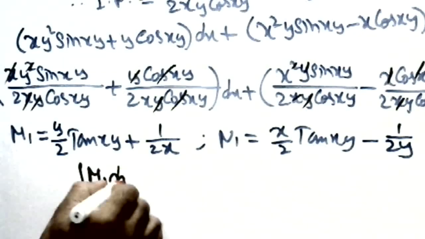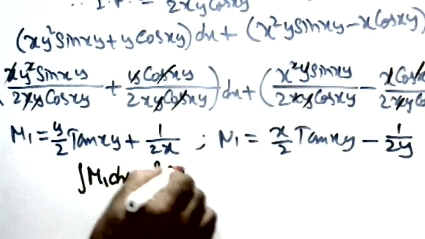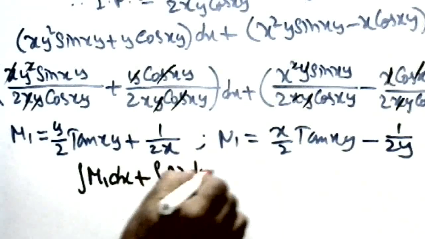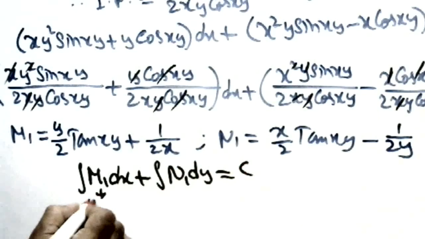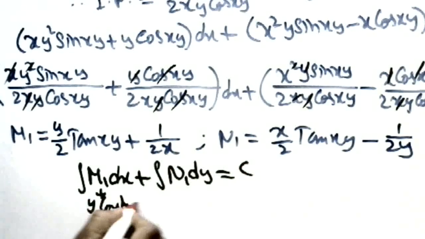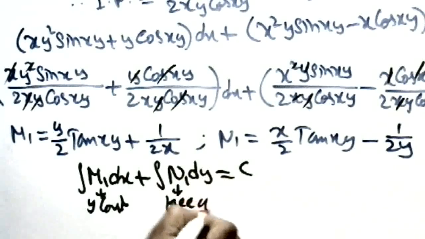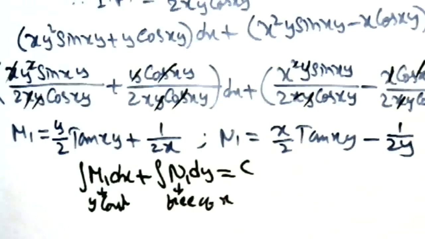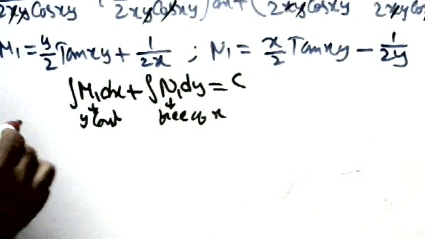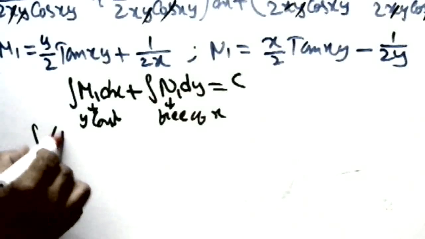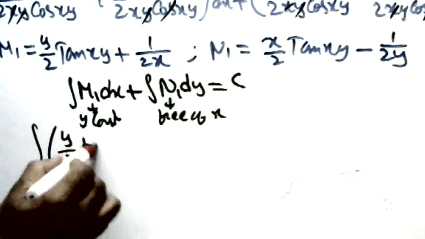Now what is the formula we have? Integration of m1 dx plus integration of n1 dy equals c. Here we take y constant, and here we take terms which do not contain x, terms free of x. I'm writing it short, okay? So let me continue now. Integration of m, we write the complete term.